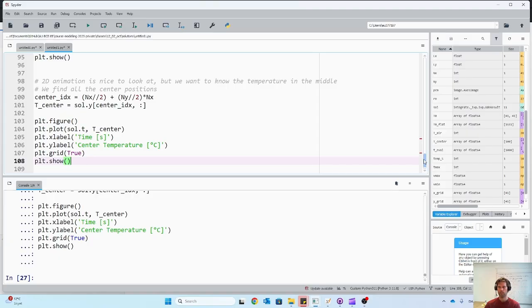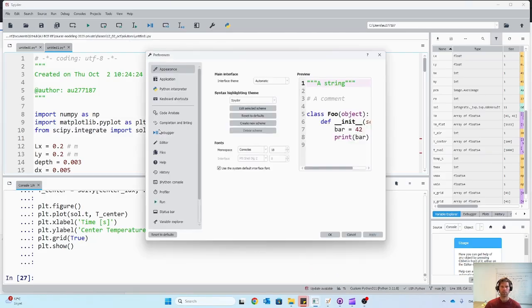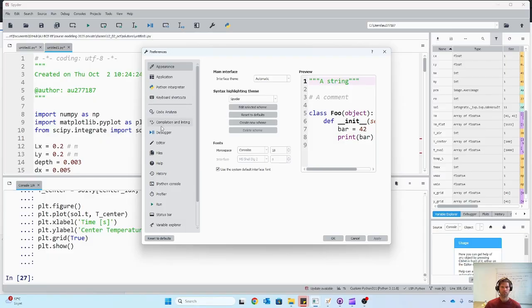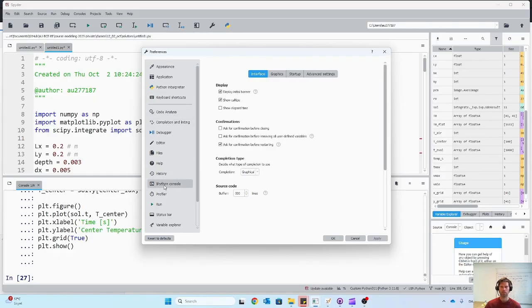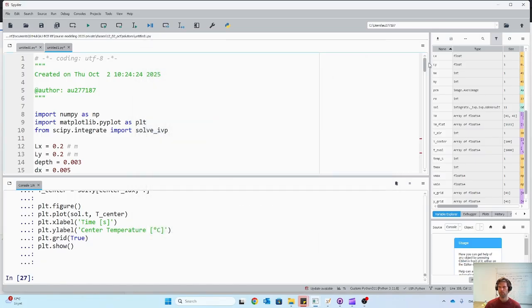If you don't get this animation to work, it could be because you have to activate a setting in here in preferences. You have to go into preferences and go to IPython console, graphics, and then you have to here in the backend, you have to select automatic, and I think by default it is inline that is chosen here. And then click apply and rerun it, and then the animation should appear in a separate window down here you can open.